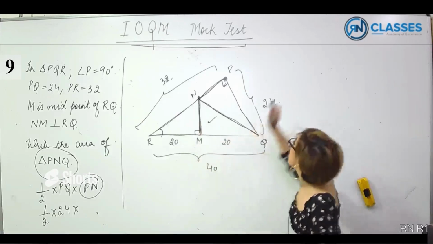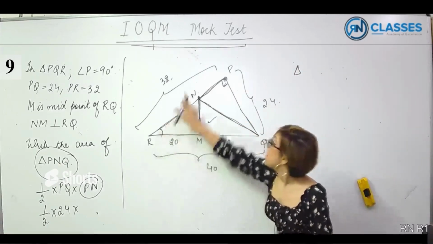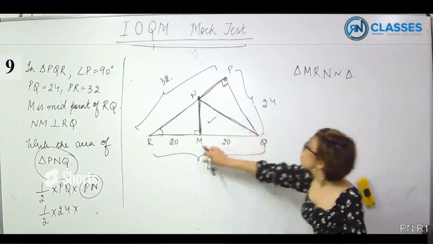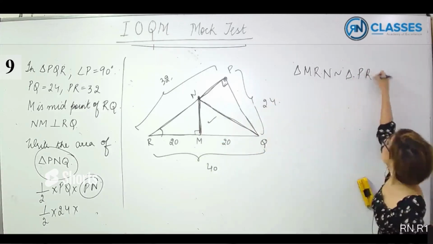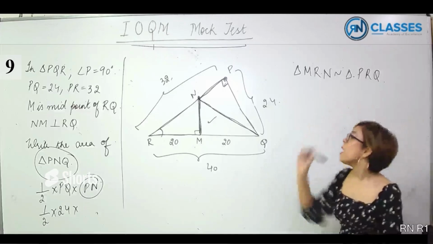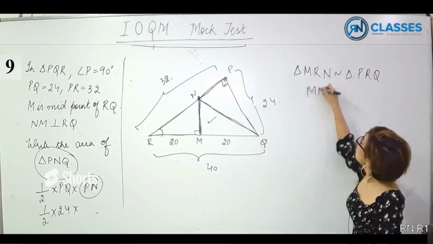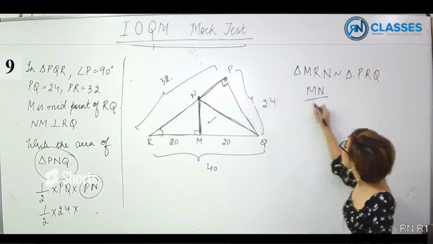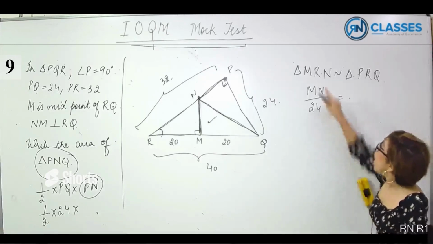Now, let me write the similarity statement. So, triangle, I'll start with M because 90 degrees. MRN is similar to triangle. Now, corresponding to M, it has to be P, then R, then Q. Right? Now, I am interested in NM, so that means this one. So, MN divided by PQ. Do I know the length PQ, which is 24? Yes. Is equal to.